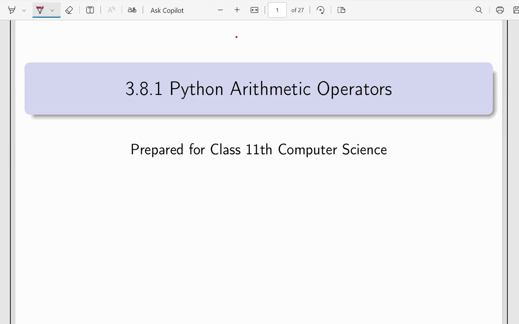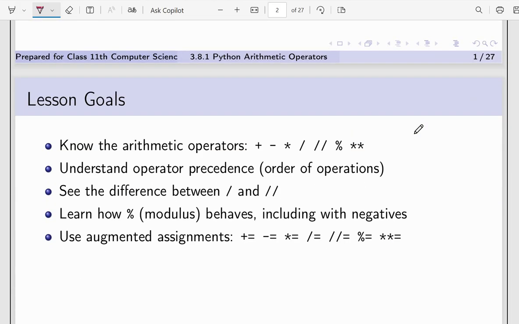Bismillahirrahmanirrahim. In this video session, I'm going to explain Python arithmetic operators. What is my lesson goal? I want to explain the arithmetic operators: plus, minus, multiplication, division, the integer division operator, the modulus operator, and the exponential operator.